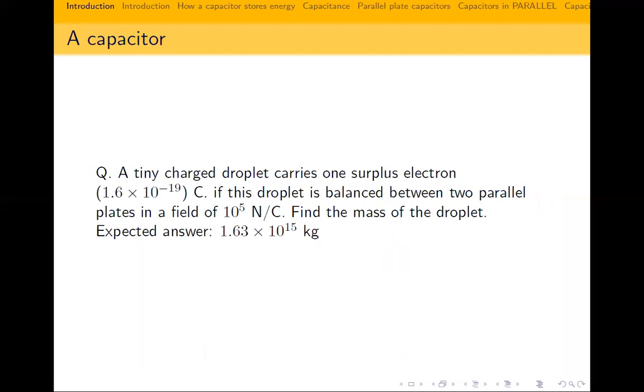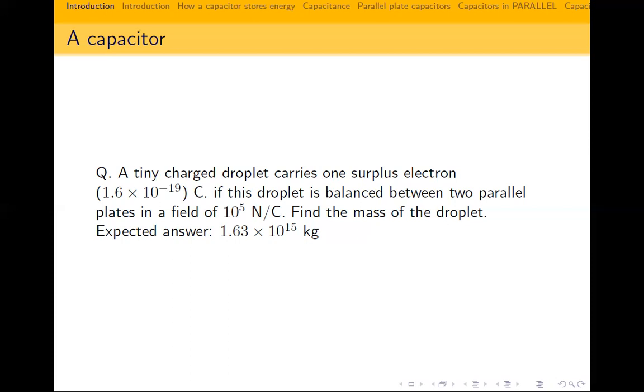A tiny charged droplet carries one surplus electron, which has a charge of 1.6 times 10 to the negative 19 coulombs. You're told this droplet is balanced between two parallel plates in a field of 10 power 5 newton per coulomb. Find the mass of the droplet, and then you have the answer there.